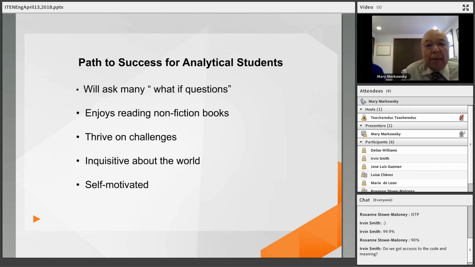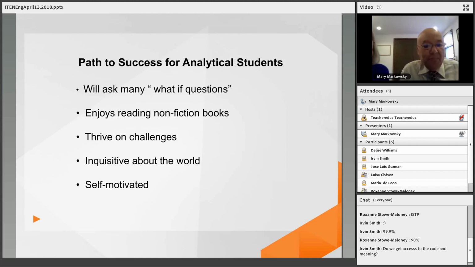Students will ask many questions, and most of them are, what if? They enjoy reading nonfiction books. They like challenges. They are inquisitive about the world and self motivated. Our analytical students, if you've ever heard of the Puerto Rican singer Marc Anthony, he has a song that says, I need to know. They need to know, and so do the adults.